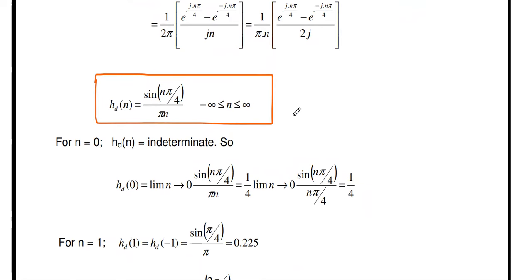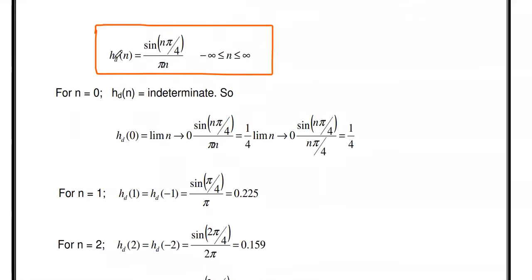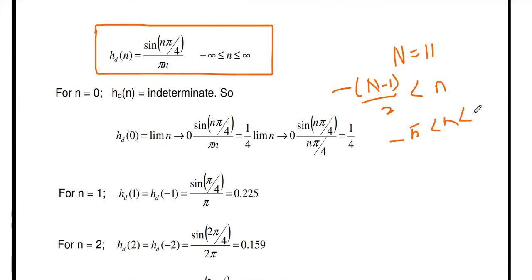But we want to design the FIR filter. So that's why we are going to calculate this hd(n) for only capital N equal to 11. If N equal to 11, then small n varies from minus (N minus 1) by 2 to plus (N minus 1) by 2. That is, minus (N minus 1) by 2 means minus 5. So from minus 5 to plus 5, we have to calculate the hd(n) value.